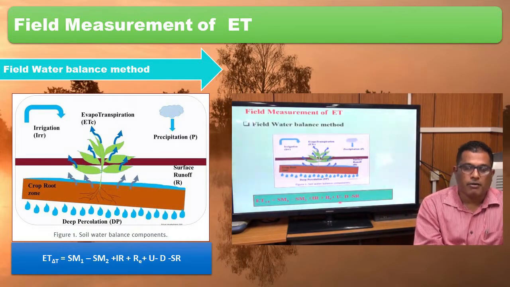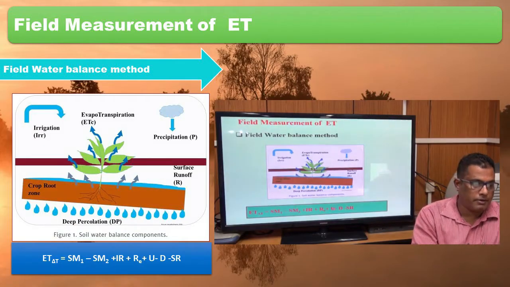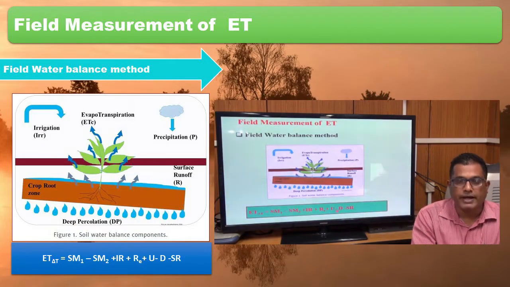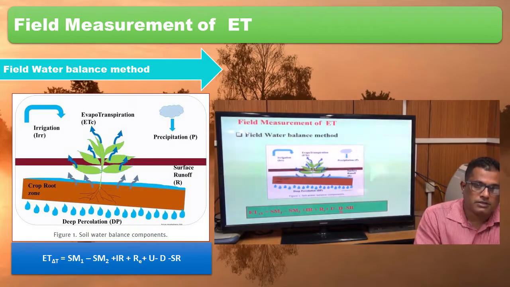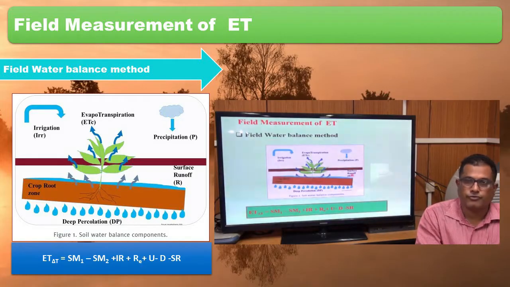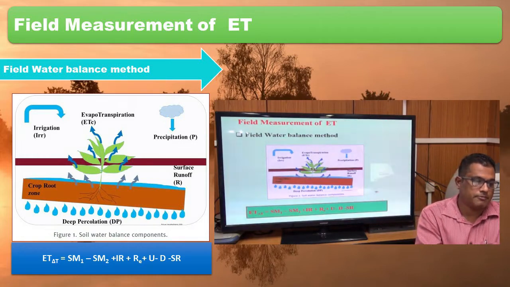plus the upward draft of groundwater through capillary movement or otherwise, which contributes to your evapotranspiration, minus the deep percolation. If there is infiltration, there would also be deep percolation. That factor has to be subtracted from this formula, and minus the surface runoff. So through this equation we can find the evapotranspiration; this is the field method of finding the evapotranspiration.